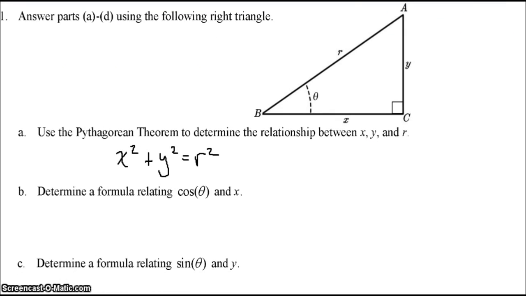Determine a formula relating cosine of theta and x. Let's see, I know that cosine of theta is the adjacent side, which is x, over the hypotenuse. I could multiply both sides by r to get r cosine theta equals x.